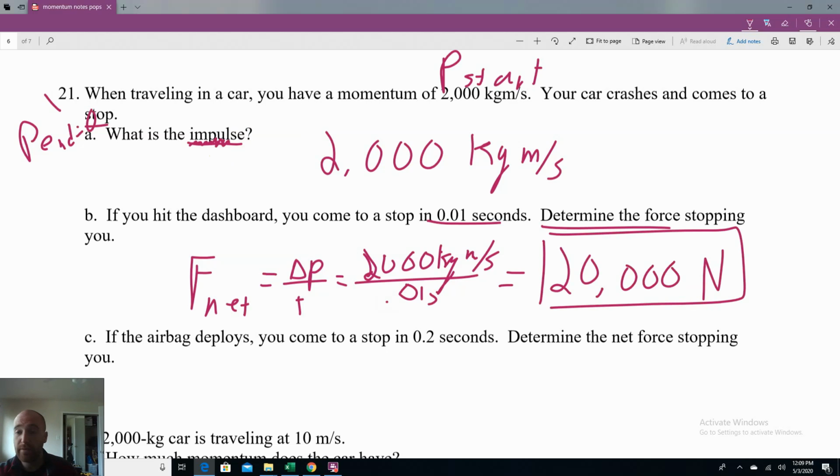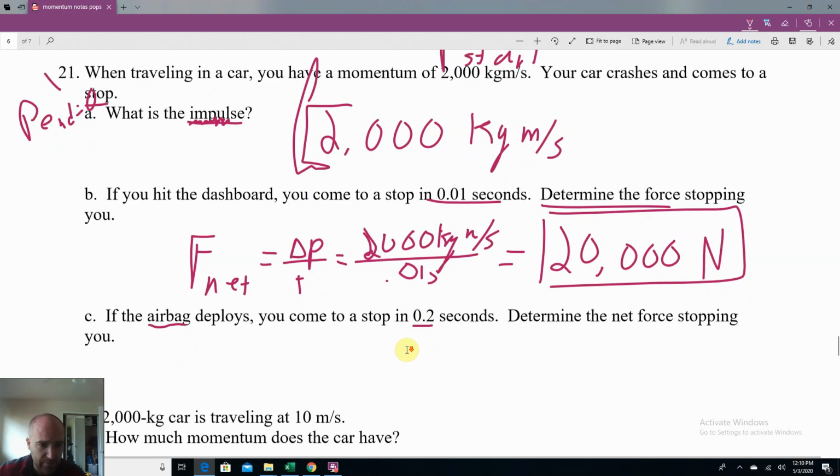And the reason that you ended up with so much force is you changed your momentum by a whole bunch, right? 2,000. And you did it really, really quickly. 0.01 seconds is 1/100th of a second. So to stop you really fast, it takes a lot of force. And that's dangerous, getting hit by that much force, right? So let's see what would happen if we stretched out the time a little bit, which is exactly what an airbag does. When an airbag deploys, it takes that 0.01 seconds and stretches it out over a longer period of time. Let's say 0.2 seconds, which is, I think, 20 times larger. Let's plug in and see what we can do here.